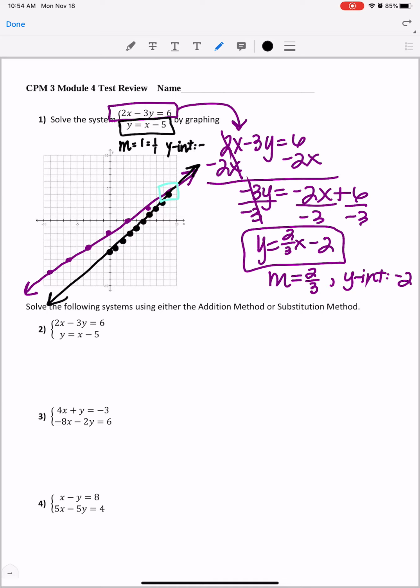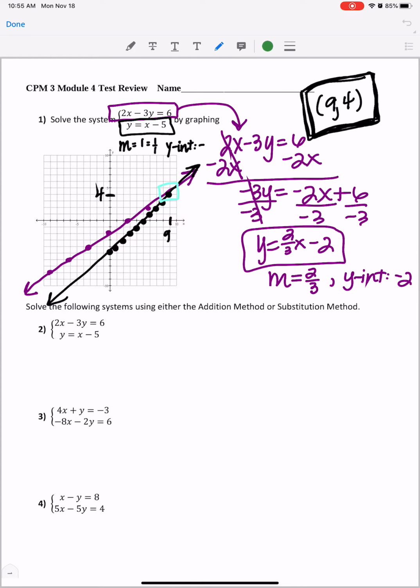So this point appears to be right here, which is at 9. And then it is up to right here, which is 4. So 9, 4, right.